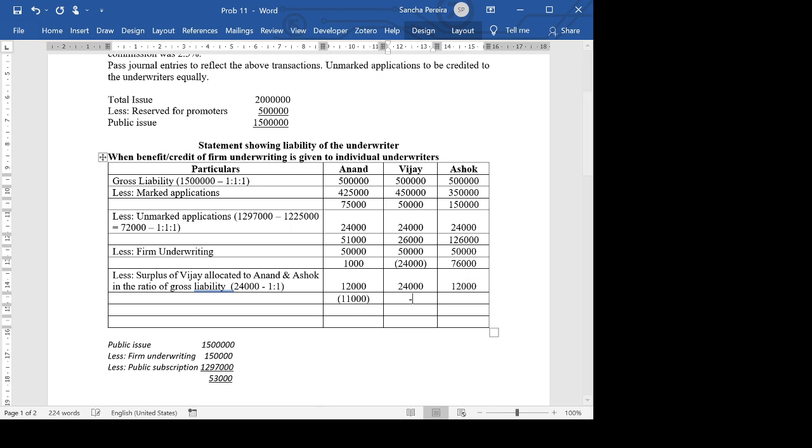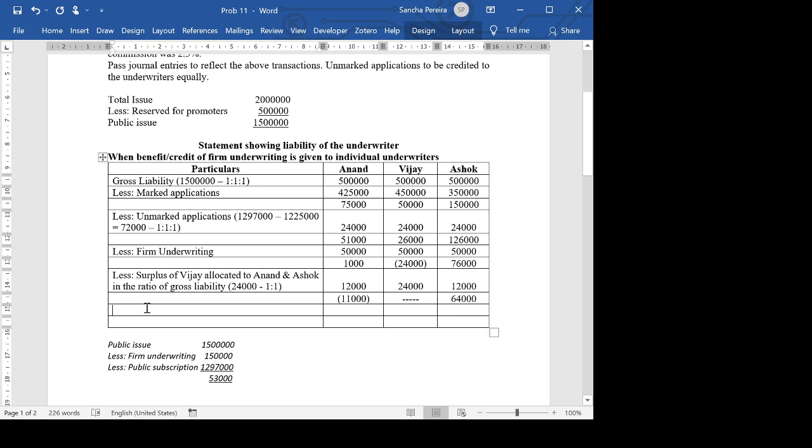11,000. Here we have nil. And here we have 76,000 minus 12,000, which is 64,000. So now this person also has a surplus, so that surplus also has to be given.